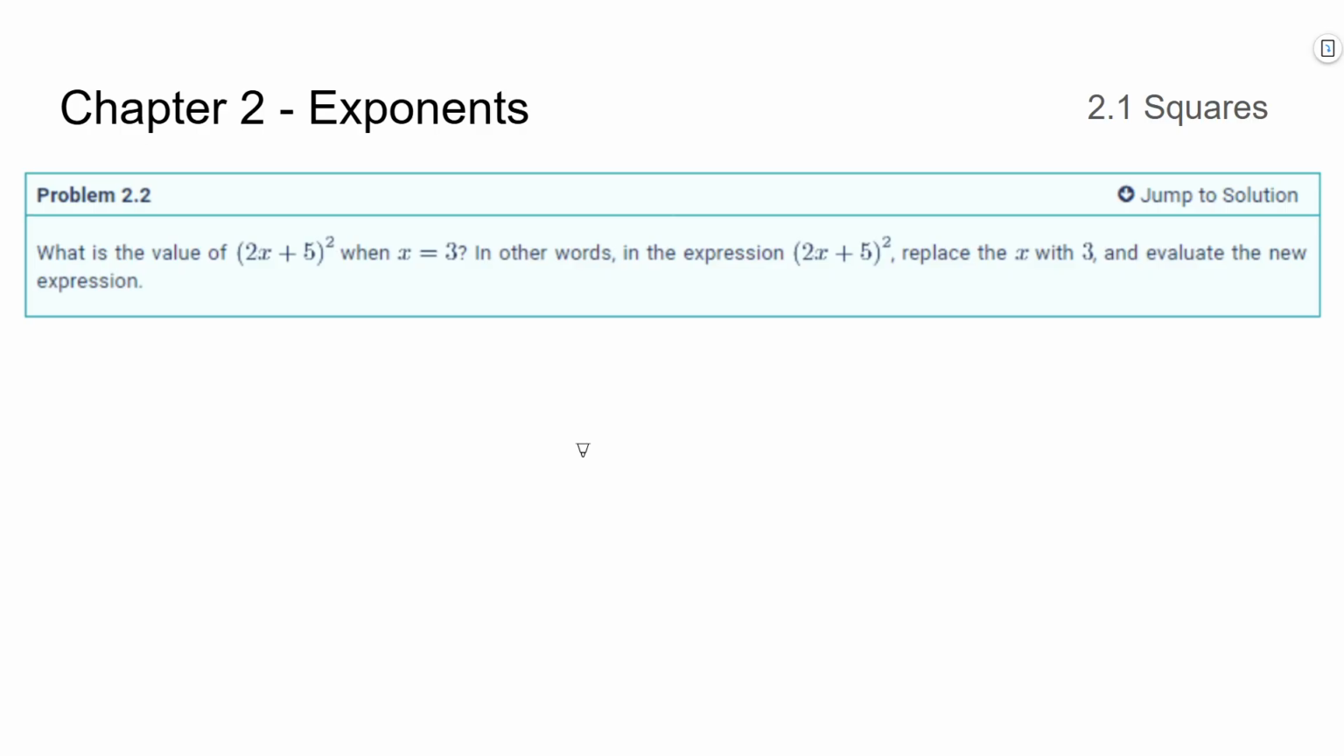All right, next one. What is the value of (2x + 5) squared? Note the parentheses where those are. When x equals 3. In other words, in the expression in parentheses 2x plus 5, all squared, replace the x with 3 and evaluate the new expression.